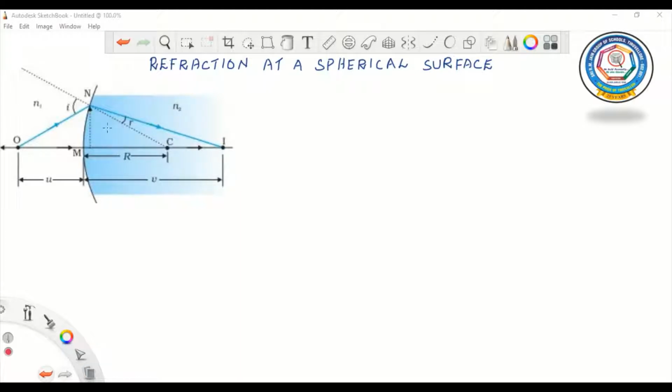Here we have to consider one more thing which is very important. The aperture of the surface is very small compared to other distances, so we can consider the small angle approximation here. In particular, NM will be taken to be nearly equal to the length of the perpendicular from the point N on the principal axis. So for small angles, this is very important, children.